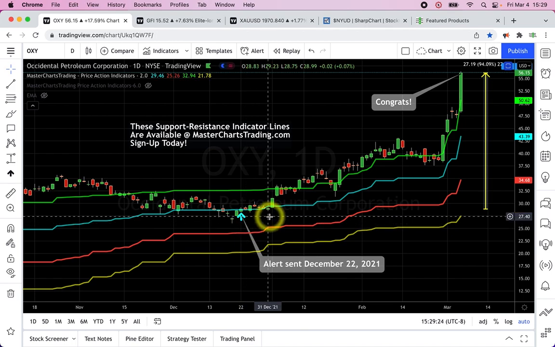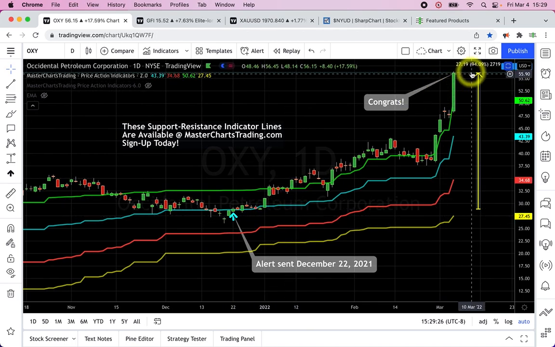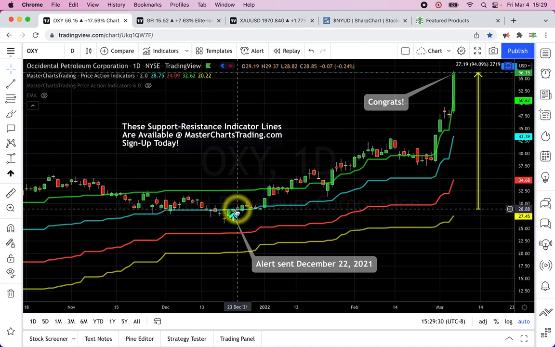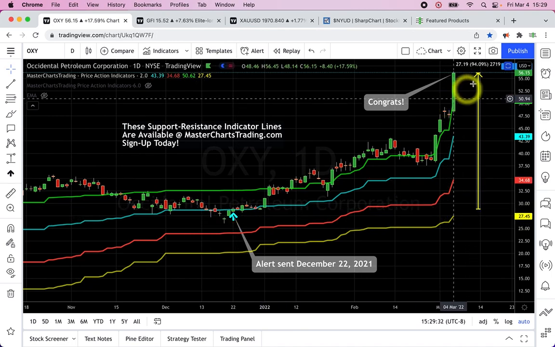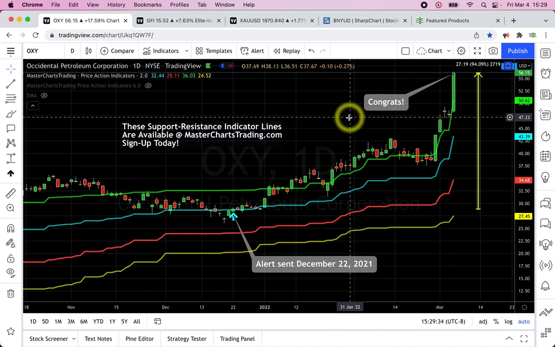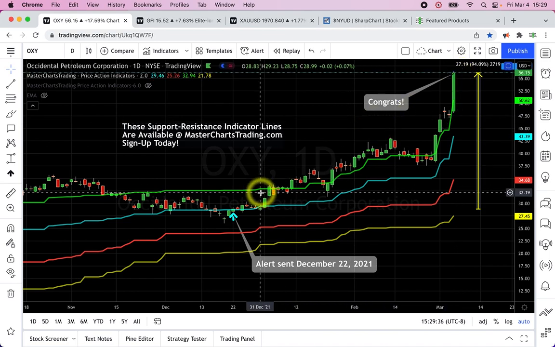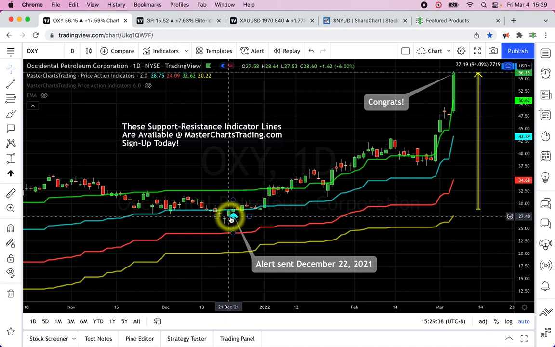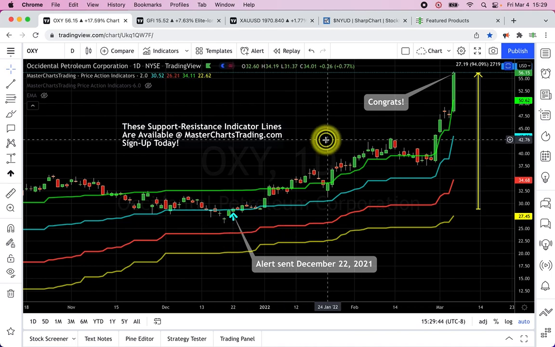But occasionally you get those home run trades. This is almost a 100% move from the alert. It was at 28 or so, now it's 56. How did I know? I didn't, but it's pretty obvious on the chart, right? If it's not obvious to you, let me know and we can argue possibly. But this is how we trade.